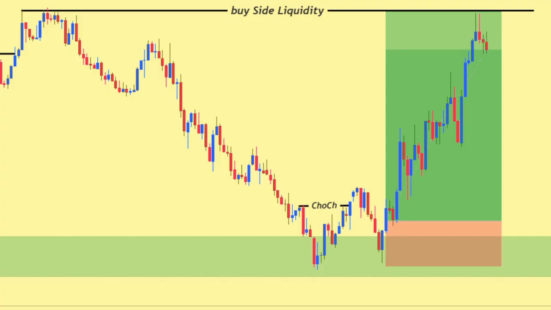A real demand zone is not just a box on the chart. It is a level that creates a structural shift, removes liquidity, and confirms buyer control.